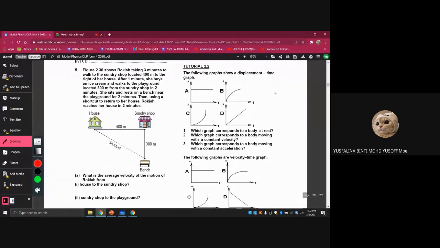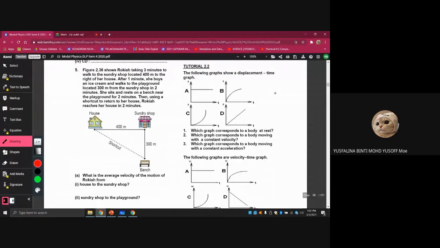Displacement-time graph. Which graph corresponds to a body at rest? At rest means the object is not moving. So if the displacement is 5 meters, it always stays at the 5 meter.